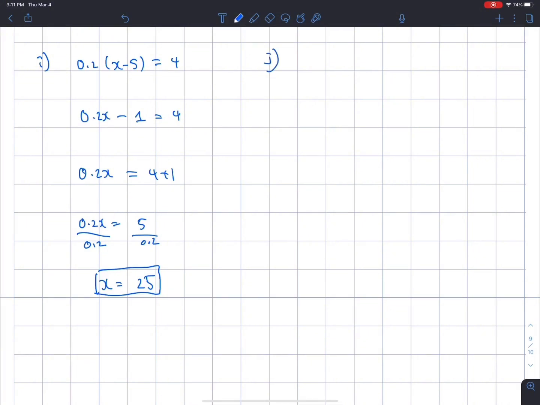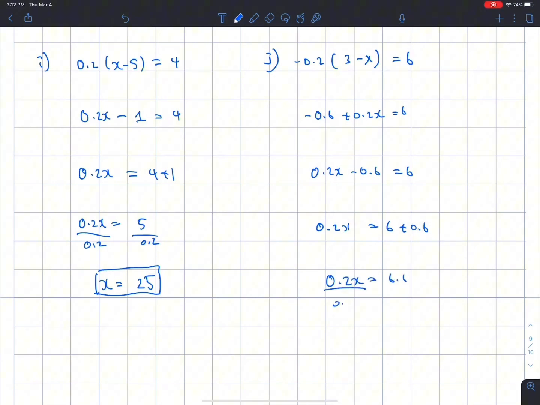J. Negative 0.2 bracket 3 minus x equals 6. So we multiply in, negative 0.2 times 3 is negative 0.6. And then negative times negative is positive. We have 0.2x minus 0.6 equals 6. So 0.2x equals 6 plus 0.6. 0.2x equals 6.6. Finally, dividing both sides by 0.2, we get x equals 33.